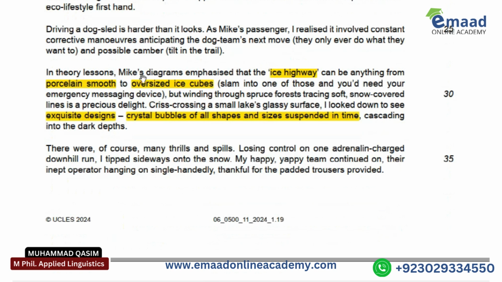In theory lessons, Mike's diagrams emphasized that the ice highway can be anything from porcelain smooth to oversized ice cubes. Mike was their guide for these adventures, so he guided them on what can happen on the way. Slam into one of those and you would need your emergency messaging device.